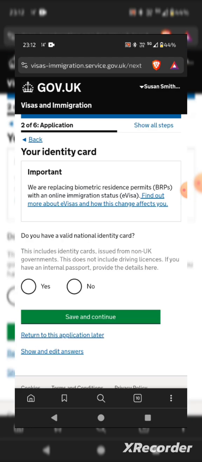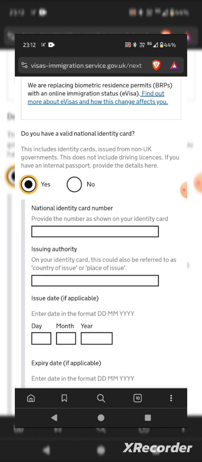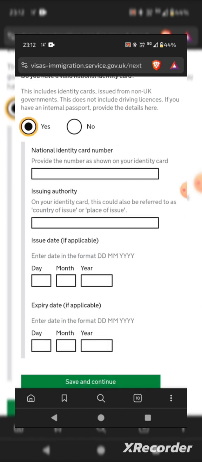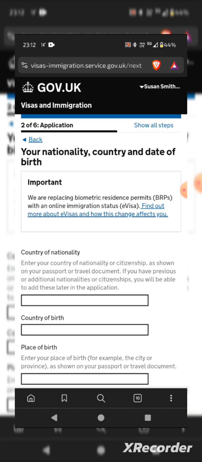Do you have a valid national ID? I think national ID, you put it here. You put your national ID number, who issued it, the date, and the expiry date. Remember, whatever you are putting here, you need to add the documents to it. If you are not putting anything, you take no. If you don't have an ID, I would take no to save time for the video.